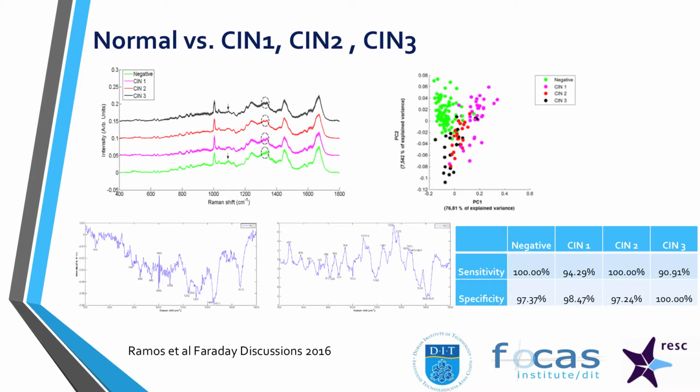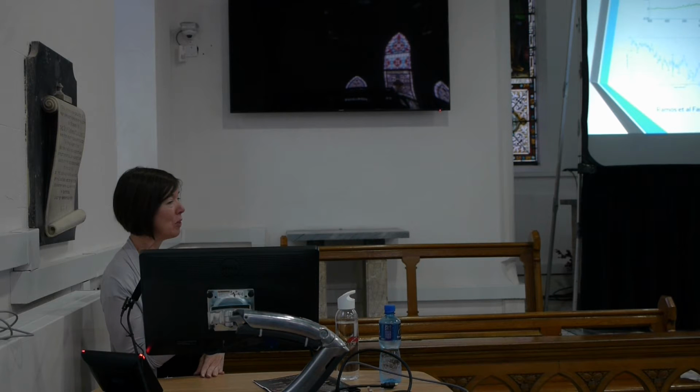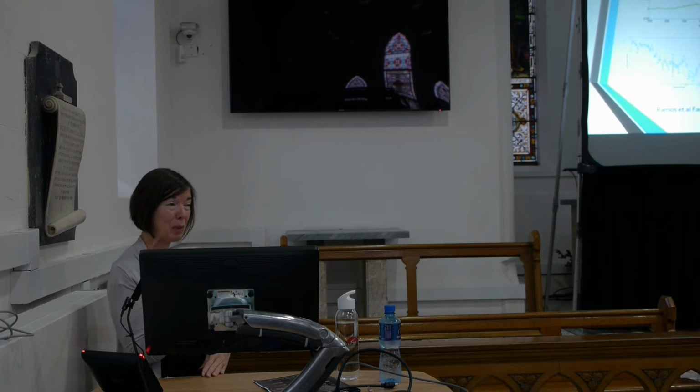And again, using the principal component analysis that I mentioned, which is an unsupervised method, we can see that we can basically cluster together the spectra from the normal cells, the spectra from the low-grade cells, and the spectra from the high-grade cells. So we can basically tell from that molecular fingerprint whether it's normal, low-grade, or high-grade. And again, these are the loading plots telling us the differences, and again, the differences are mainly due to nucleic acids, proteins, and lipids.